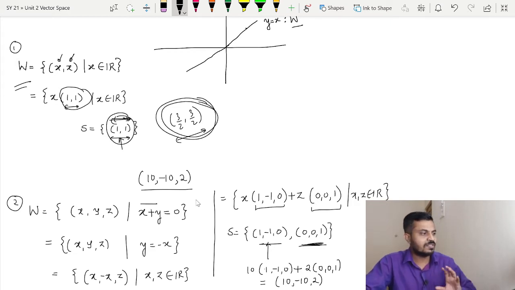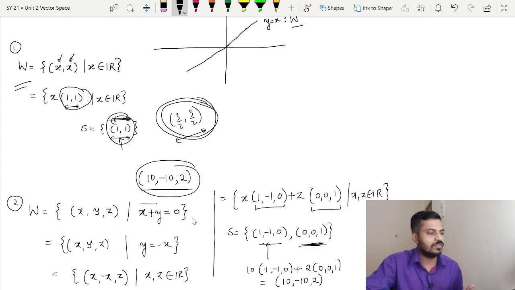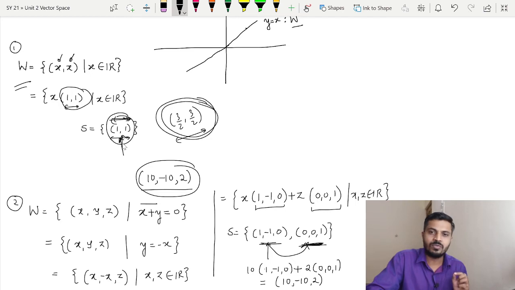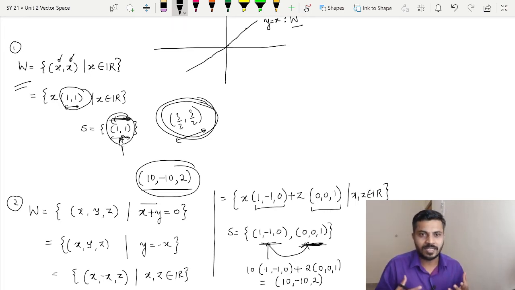So what we can do is, now this is not possible only for this element. If you take any element of W, still you will be able to generate that element by using these two elements. So by using these two elements means what? By taking a certain linear combination of these two elements. Now in the previous example there was only one element, so we were taking a scalar multiple of that element, that is the vector 1 comma 1.